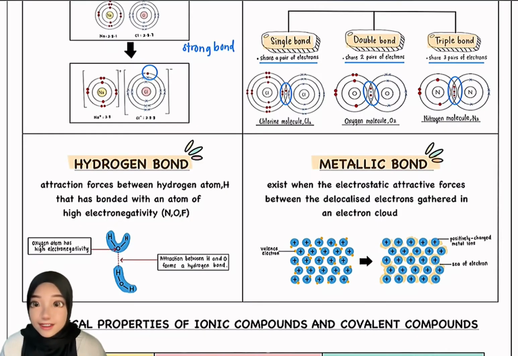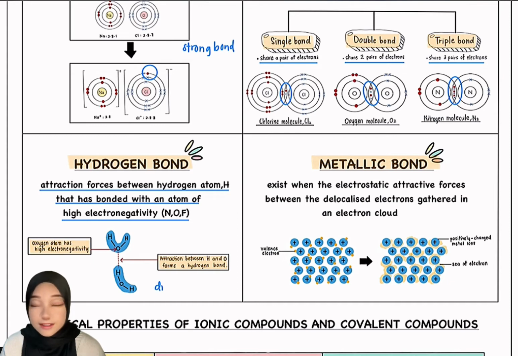Now, let's take a look at hydrogen bond. Hydrogen bonds are attraction forces between a hydrogen atom and an atom of high electronegativity such as nitrogen, oxygen, and fluorine. For example, water molecule H2O can form hydrogen bonds among water molecules. As you can see in the diagram here, the red line indicates a hydrogen bond as there is an attraction between hydrogen and oxygen, as the oxygen atom has a high electronegativity.